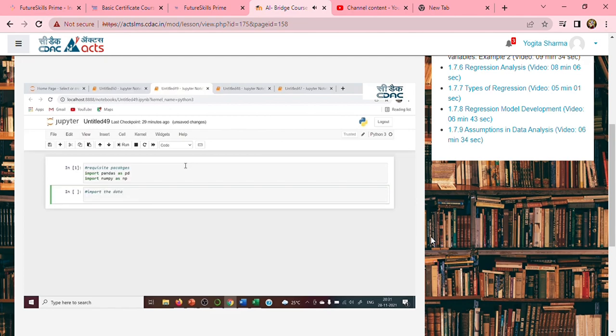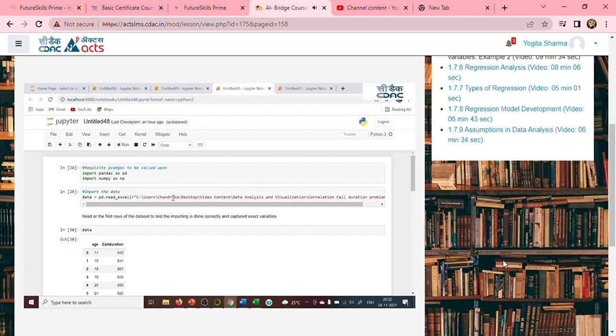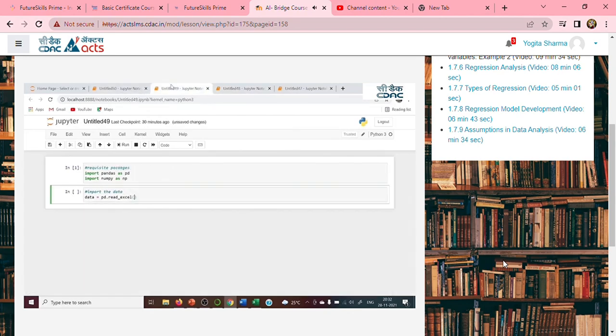In order to import the dataset, I should give a label to my data. So I'm calling my data to be imported as data, and I'm calling the pandas library and saying that I want to read an Excel file. Now, where is this Excel file? This Excel file exists in the path where I have stored my data file. I have stored my data file under users, Chandrika, desktop, content. So I have to find out the path where exactly I have stored this particular data file.